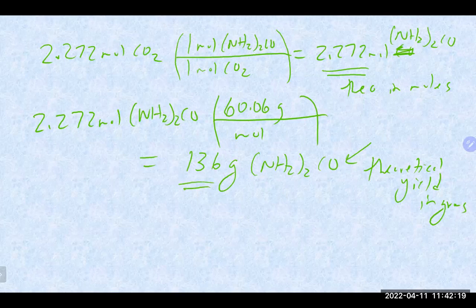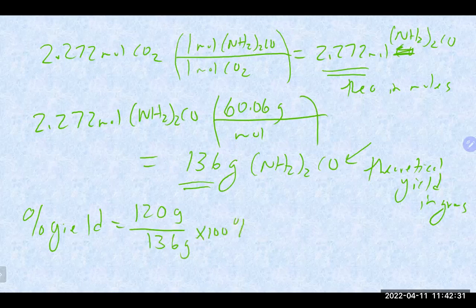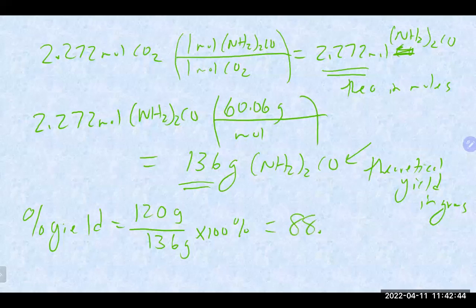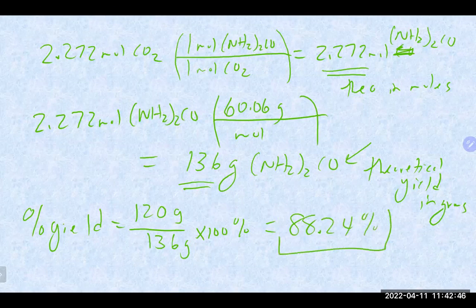All right, so what is left here is to calculate the percent yield. So our percent yield is going to be our actual, which I believe they said was 120 grams, right? Divided by our theoretical, which is 136 grams, times 100. So 120 divided by 136 times 100 gets us approximately 88.24%. Not terrible, I suppose. Any questions on any of those steps there?